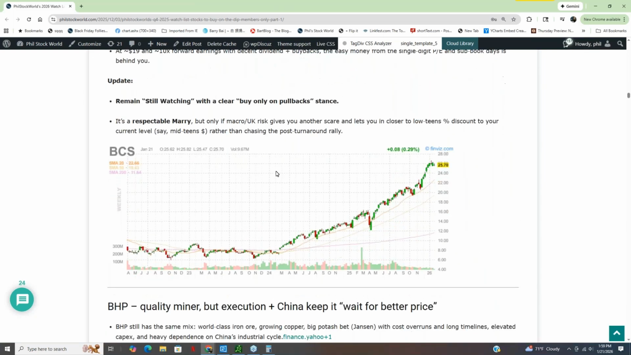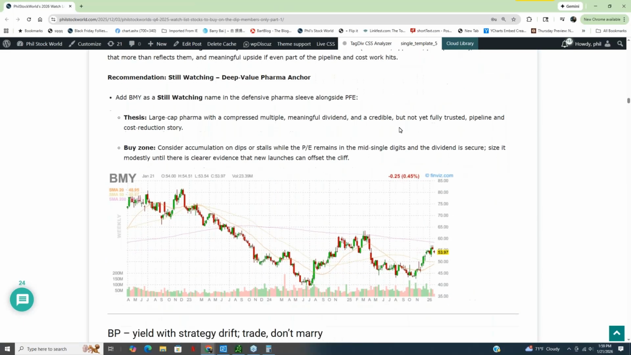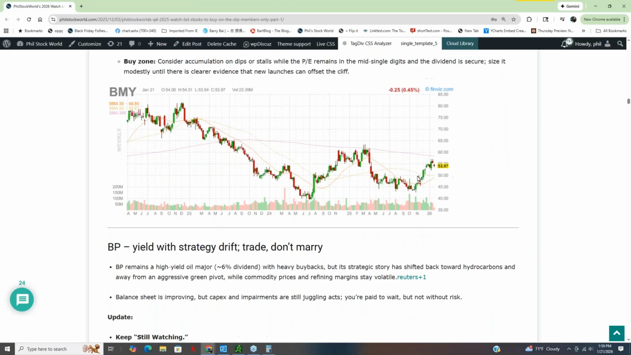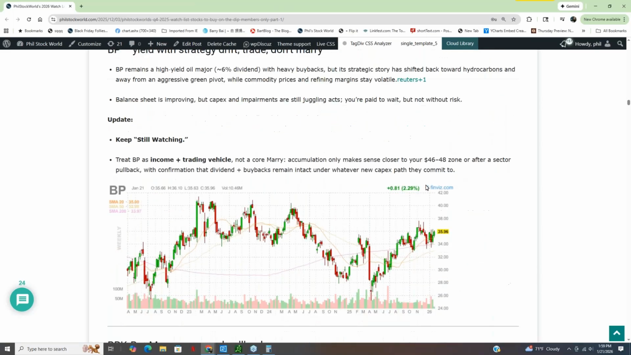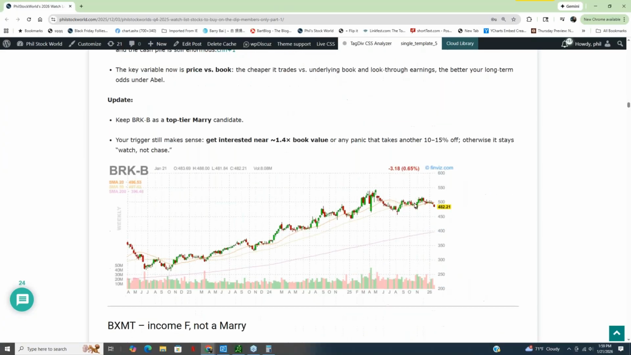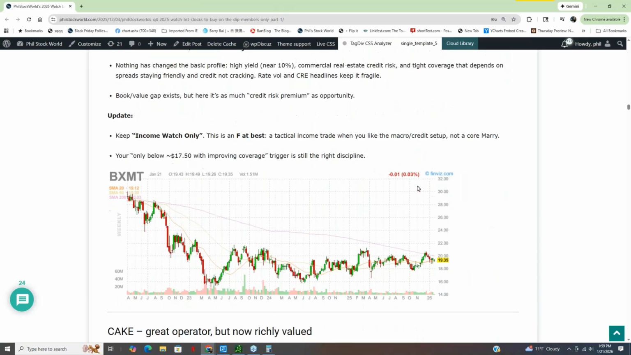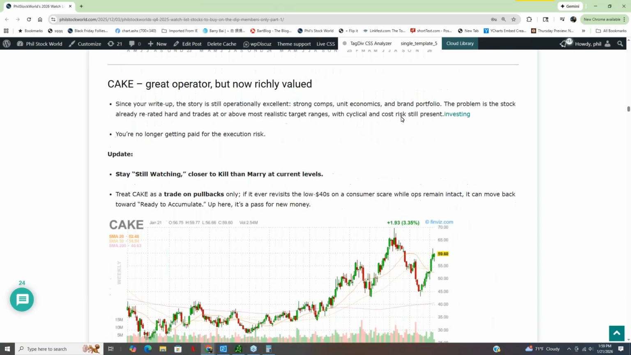Barclays took off. Wow, a lot of stuff we picked took off, huh? Wow, BHP took off. Holy cow, these picks are good. BMY took off. BP is still playable. It's still in the B's. Berkshire got cheaper. BXMT is probably the same place, but we like them.